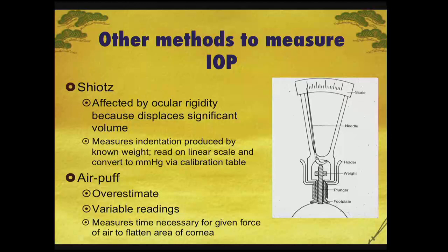There's also the air puff, which measures the time necessary for a given force of air to flatten the cornea. And this is great in a situation where you don't want to pass germs around between patients, but it can have very variable readings and it can overestimate the pressure. So it's really best for screening situations.